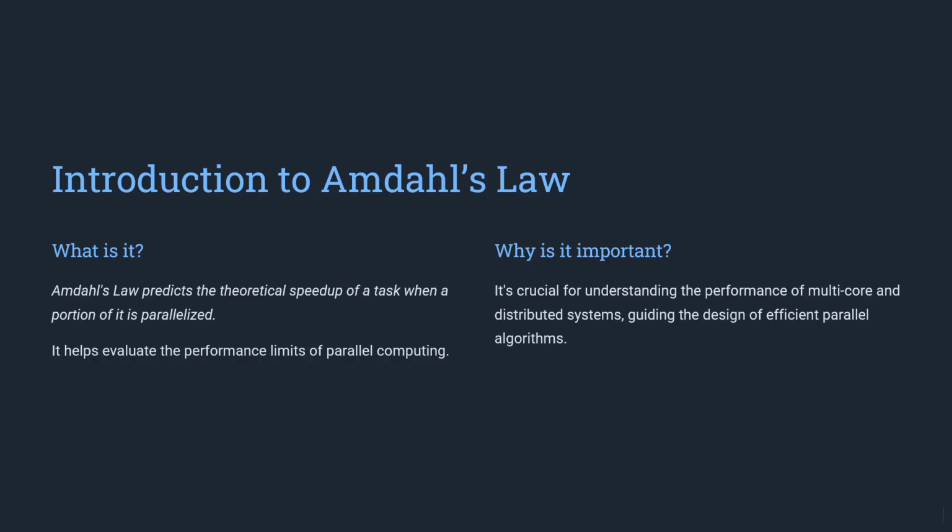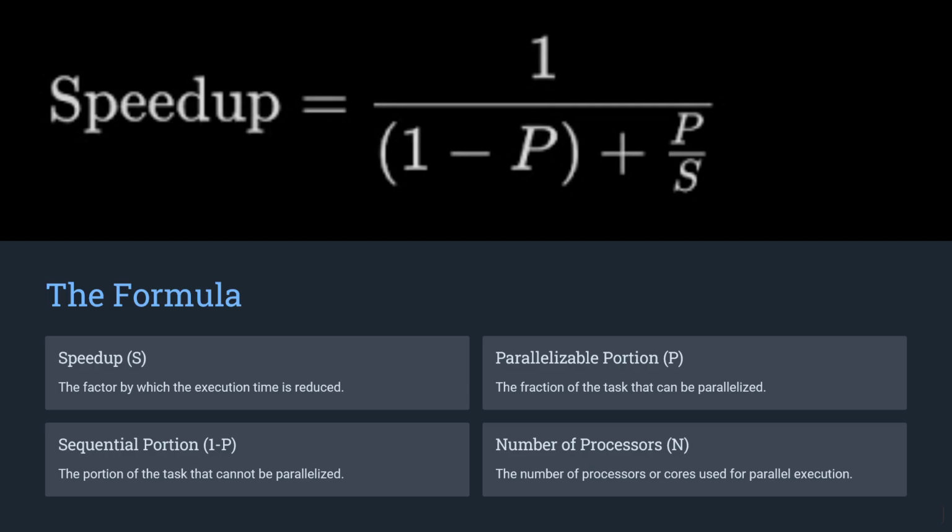And then we'll jump to the formula. The formula is: speedup equals 1 divided by (1 minus p plus p divided by s). Speedup is the factor by which the execution time is reduced, p is the parallelizable portion, 1 minus p is the sequential portion, and s is the number of processors.